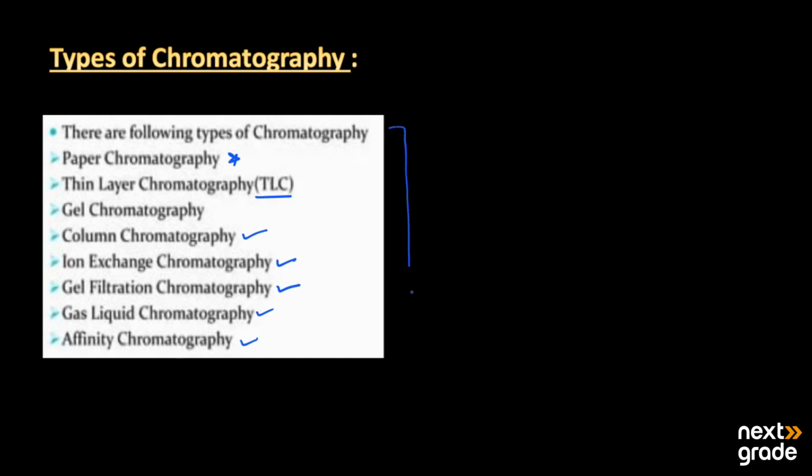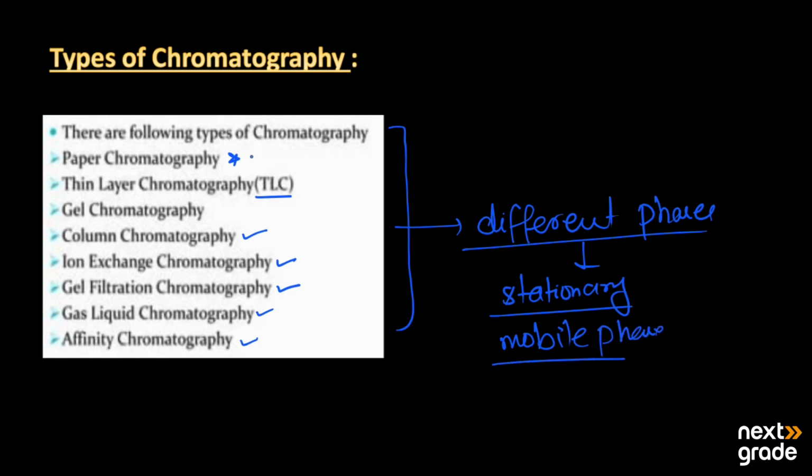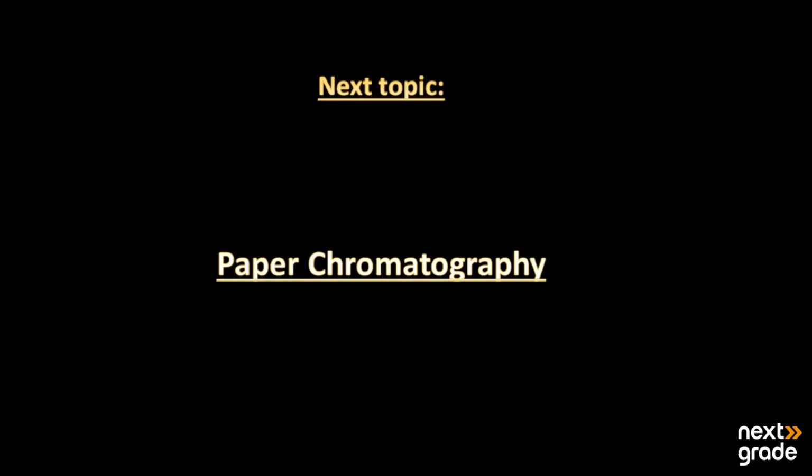All these types of chromatography have been used, and in these we use different phases. We have two phases, the first stationary phase and the second mobile phase. About paper chromatography, we will discuss it in the next section, because our next topic is paper chromatography.